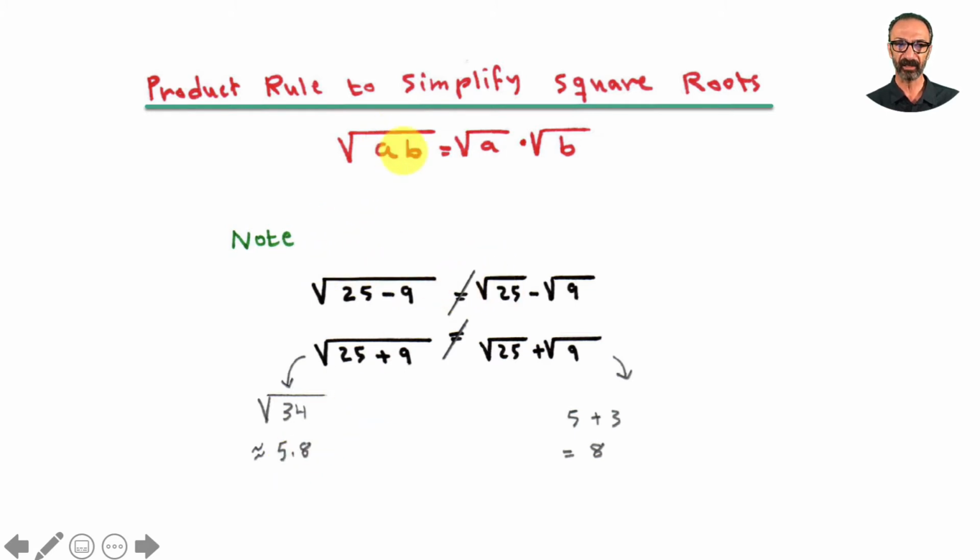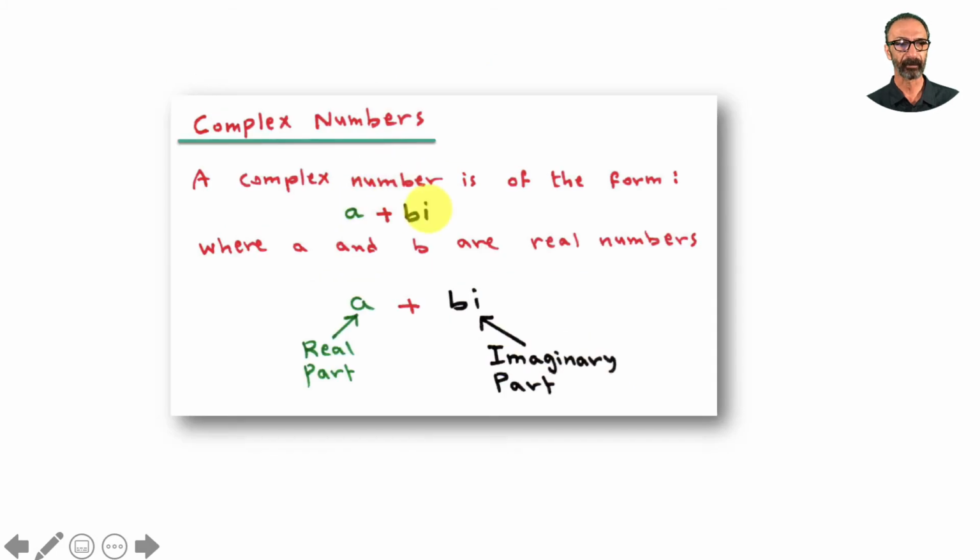The square root of ab is the square root of a times the square root of b. But you cannot apply this concept to distribute or break down the square root into two parts when it's subtraction or addition. Only in multiplication and division, because division and multiplication are about the same.